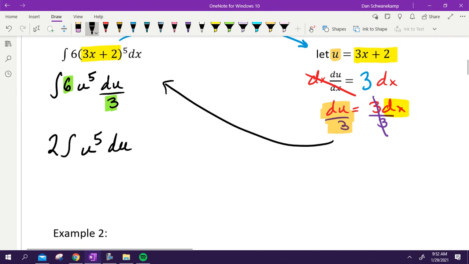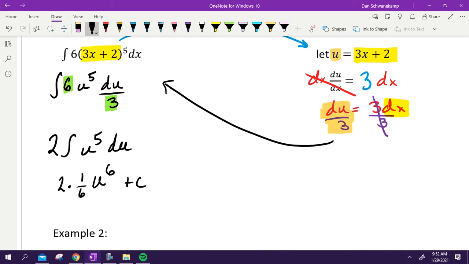Now all I have to do in this problem is integrate u to the 5th. Okay? Don't let it bother you that it says u. Treat it just like it would say x. Okay? What is the antiderivative of u to the 5th? Well, we add 1 to our exponent. What else do I need to do? Divide by my exponent. So it's 2 times 1/6 u to the 6th. I just took an antiderivative and I didn't have bounds. So what else do I need to do?